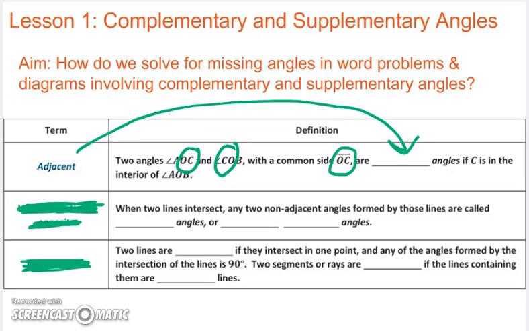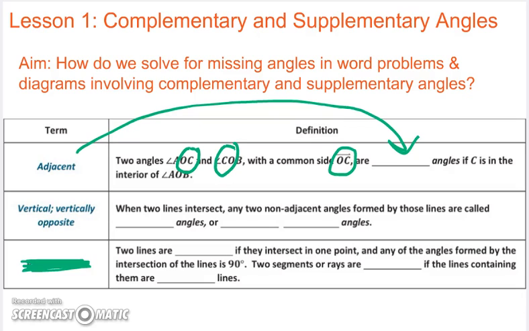Let's look at our next definition. When two lines intersect, any two non-adjacent angles formed by those lines are called blank angles, or blank angles. Now these are angles that are right across from each other, they're opposite. I like to think of these as the bow tie angles, because when you draw the two lines, these two angles kind of look like a bow tie. We'll look into that next. These are called vertical angles, or vertically opposite.